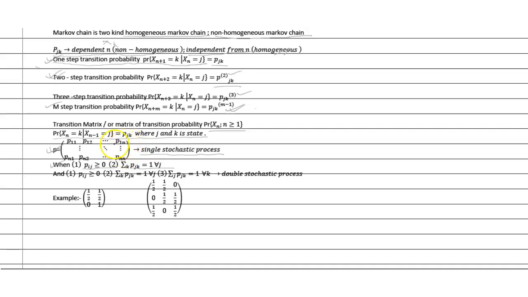How? Because when I add these entries, the row sum is 1. Writing it here: p11, p12 up to p1n, p21, p22 up to p2n, and pn1, pn2 up to pnn.